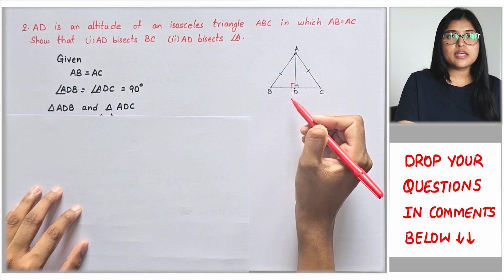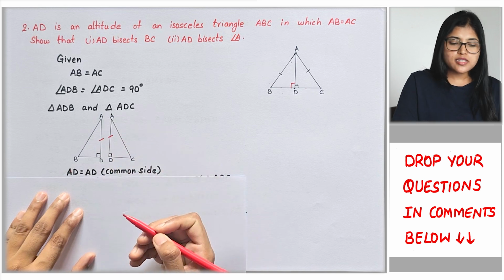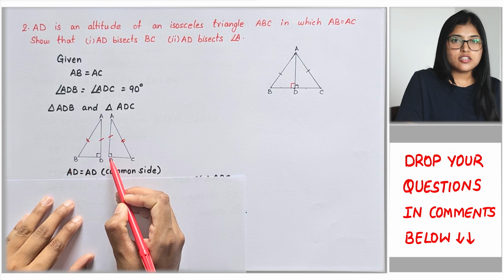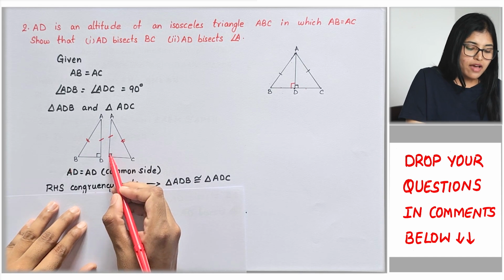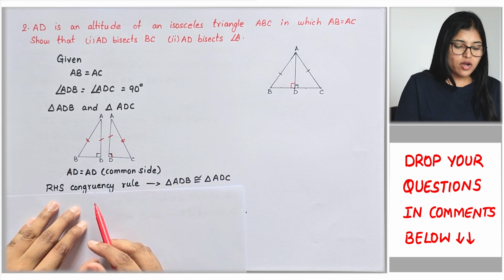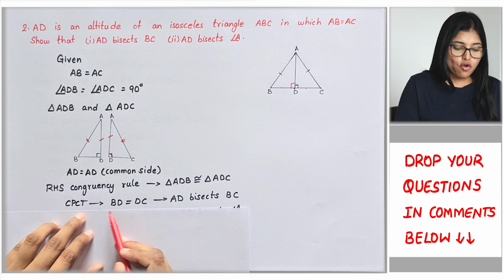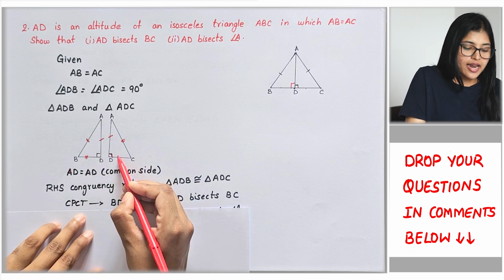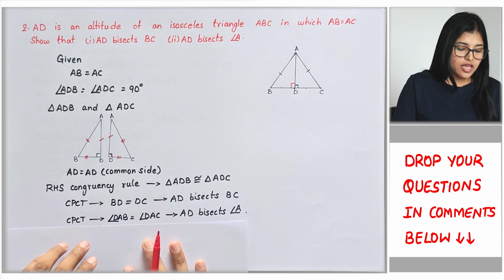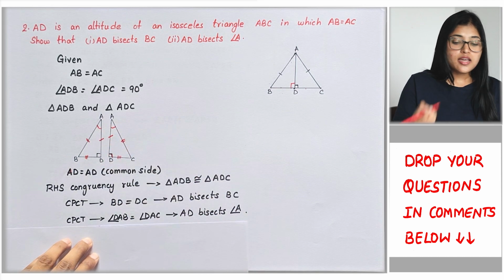Now in triangle ADB and ADC, taking these two triangles over here, I can say that AD is the common side. Already I know that AB equals AC and I know that this angle is 90 degrees. So from the RHS congruency rule, I have a right angle, I have an equal hypotenuse and also equal sides. So I can say ADB is congruent to ADC. From the common parts of congruent triangles, I can say BD and CD are equal. That means AD bisects BC. I can also say angle DAB and angle DAC are equal. That means AD is bisecting angle A as well.